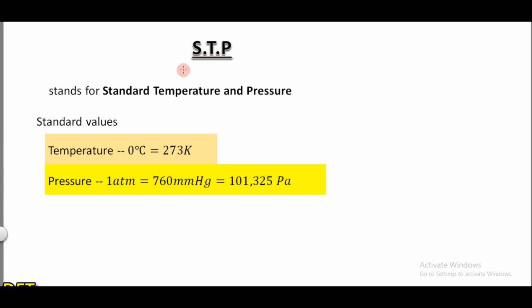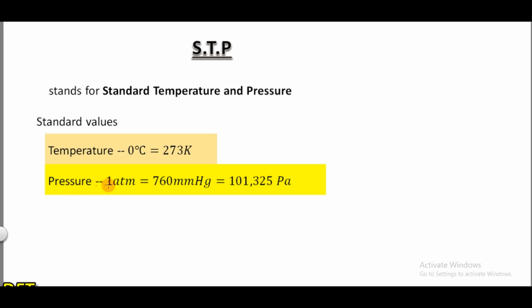Okay, so here we're going to look at the concept of STP. STP stands for standard temperature and pressure. The standard value for temperature is 0 degrees Celsius, which is equivalent to 273 Kelvin. So standard temperature is 273 Kelvin or 0 degrees Celsius.